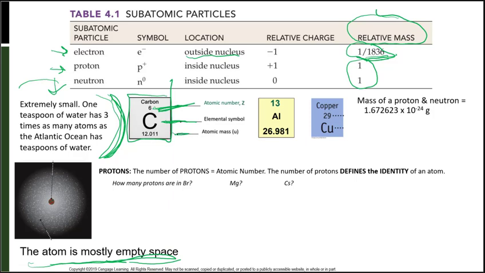Then down here, we have our average atomic mass. Notice it's a decimal. That is not its mass number. That's an average number, and we're going to get more into that in just a little bit.